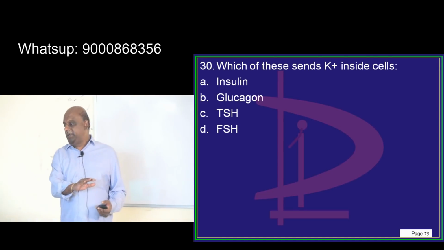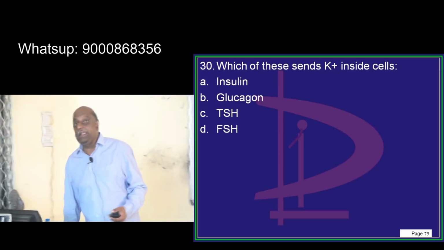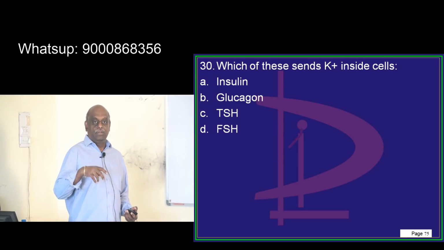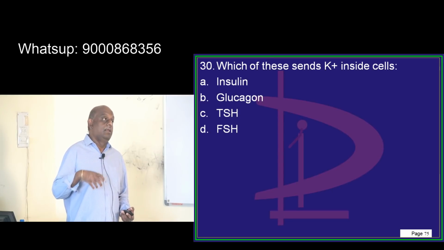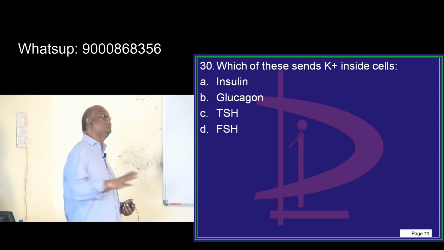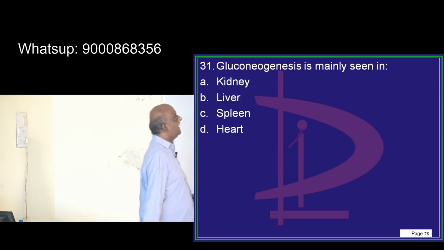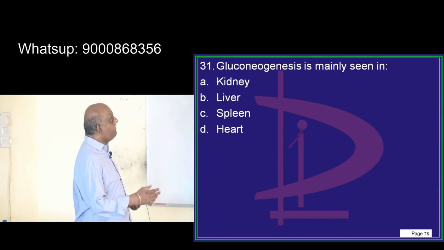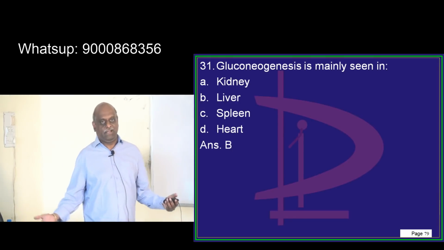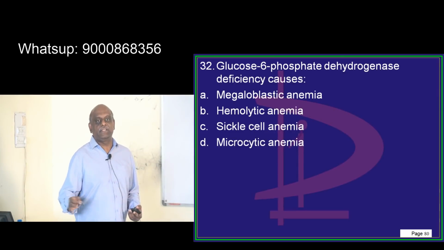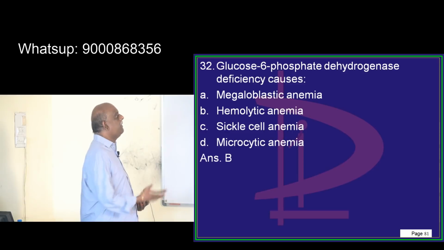Insulin moves the potassium into the cell. That is the reason in hyperkalemia, what do you give? Insulin plus 5% dextrose you give so that insulin moves the potassium into the cells. Gluconeogenesis, mainly where do you see? Obviously in the liver. Glucose 6-phosphate dehydrogenase deficiency, G6PD deficiency, leads to hemolytic anemia.